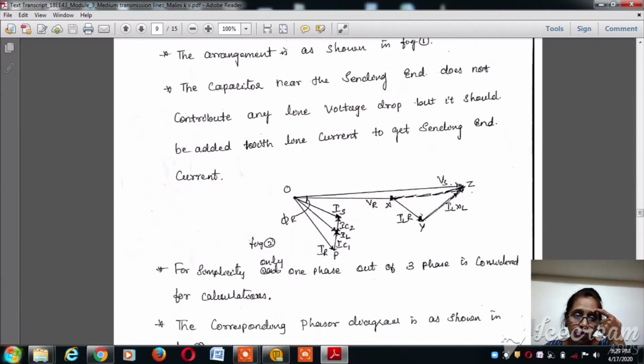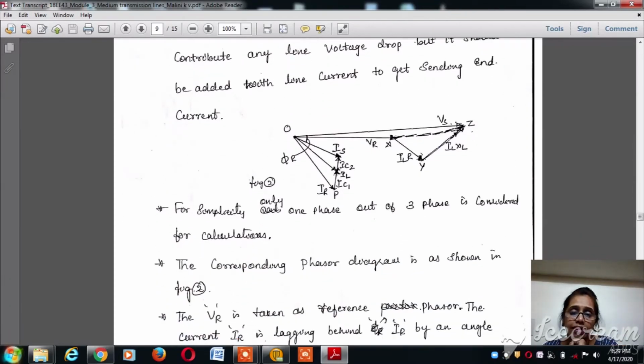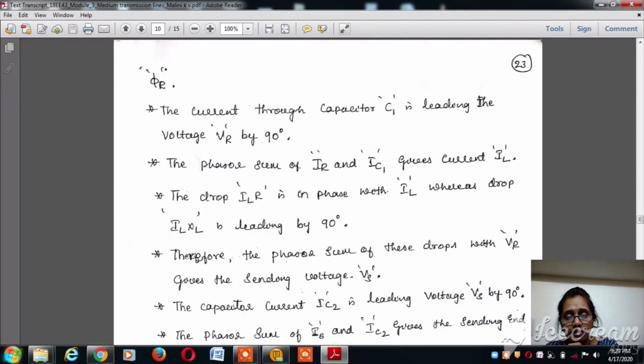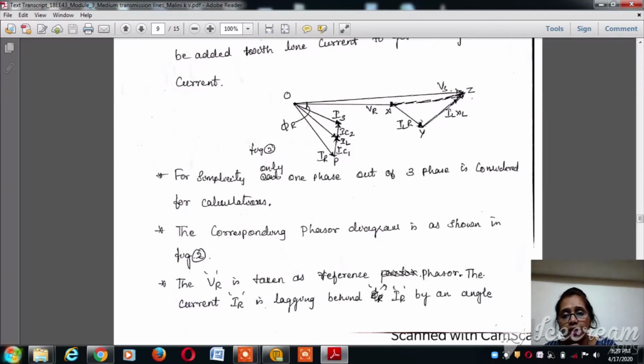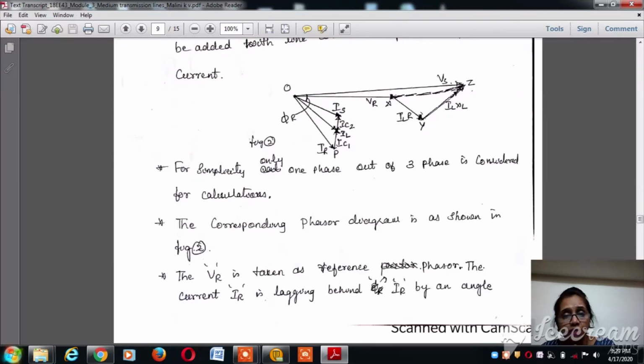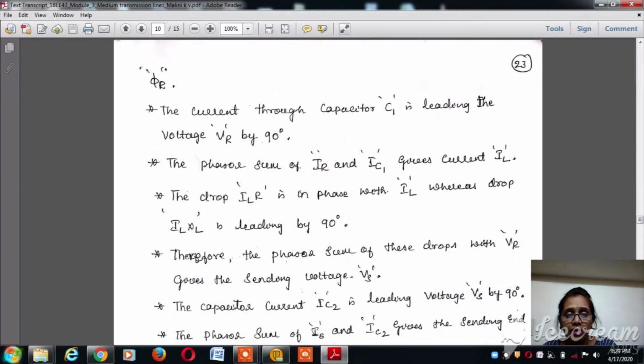So now for simplicity, we are going to consider again only one phase, and phi r is the angle between the IS and VR. Now to calculate the efficiency as well as the regulation, we need to analyze this phasor diagram. So VR is taken as a reference phasor.